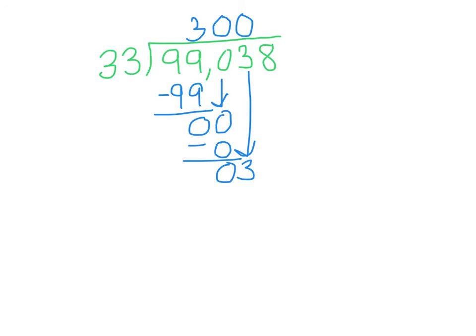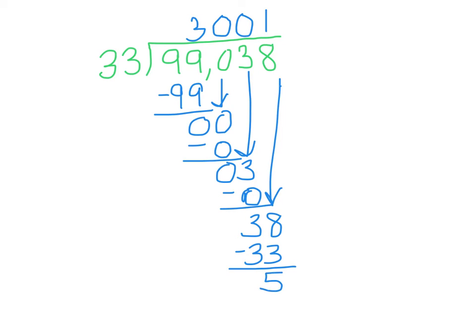Bring down the 3. 33 goes into 3 0 times. It's okay if you have more than one 0 in a row in your answer. 0 times 33 equals 0, and I subtract, and that's 3. Bring down the 8. 33 goes into 38 one time. 1 times 33 is 33, and then I subtract and have 5. So my remainder is 5. It's important that you remember to put those zeros because our answer here is 3,001 remainder 5.